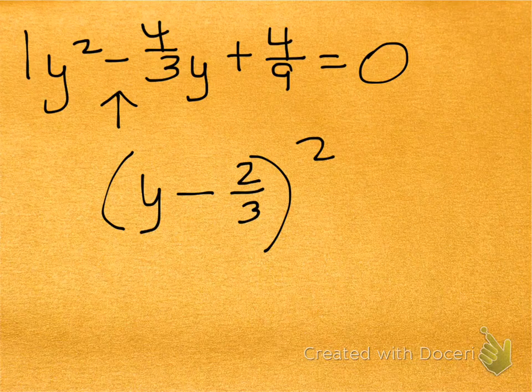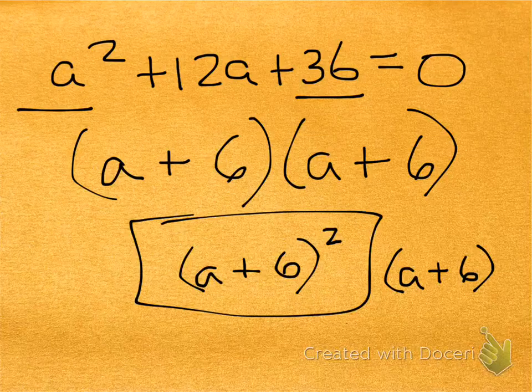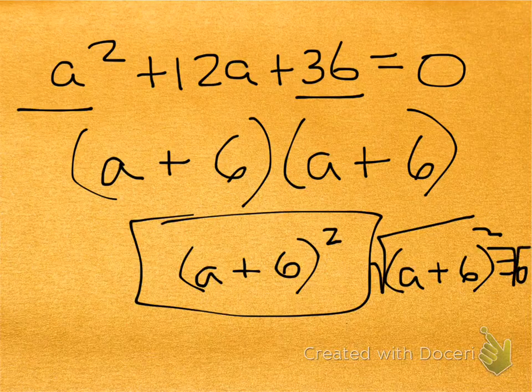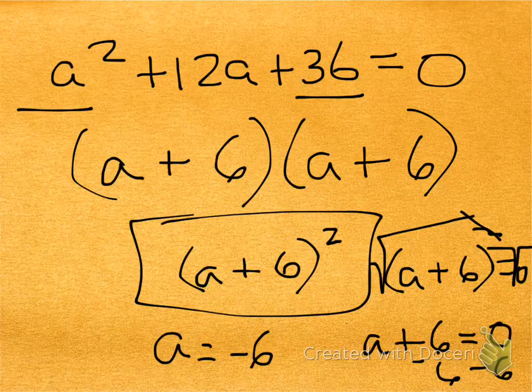Now if we're solving this, oh, and we need to go back to the other one and solve. If we're solving a plus 6 squared equals 0, we need to cancel out the square sign. So we need to take the square root of both sides, and that will cancel it out. So now we have a plus 6 equals 0, because the square root of 0 is 0. So our answer would be just a equals negative 6.